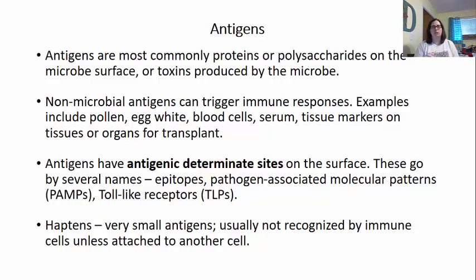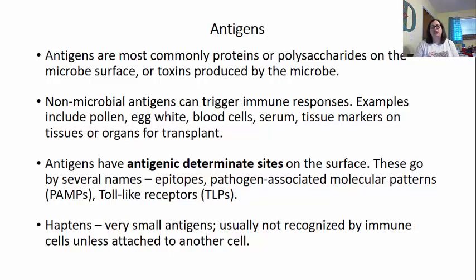This is one reason why they want to do a cross match a lot of times before they give you a blood transfusion. And then of course tissue markers, which can be found on your tissues or organs before transplant, because we've got to make sure again that it's a close match. Otherwise your immune system is going to start attacking them as an invader, even though you really need that transplant.